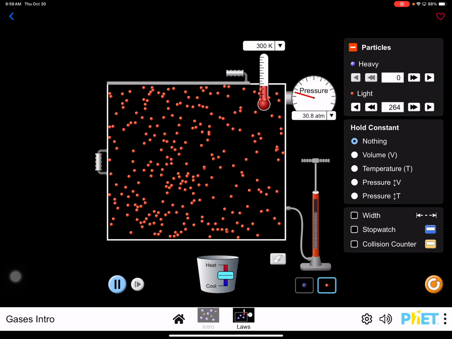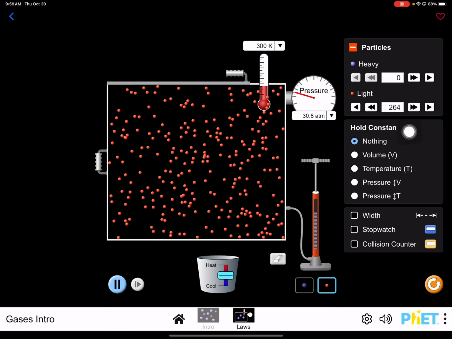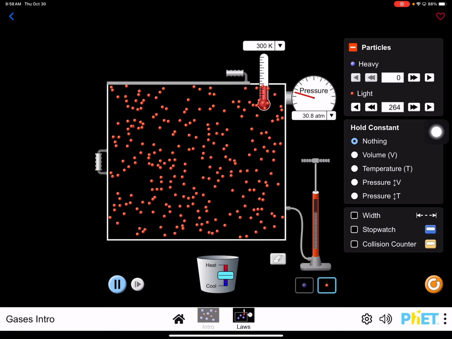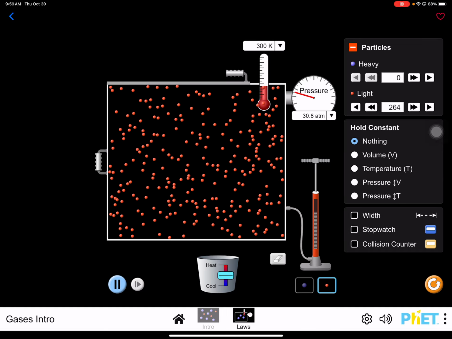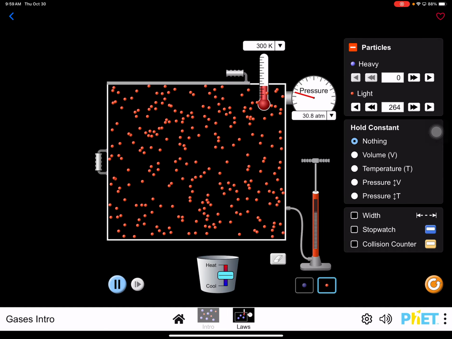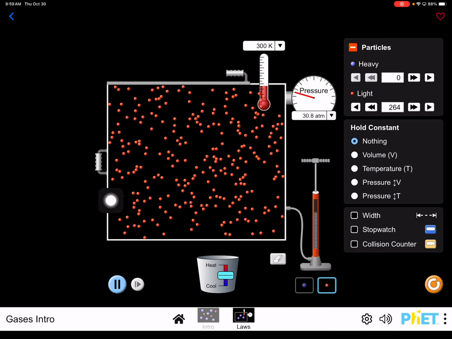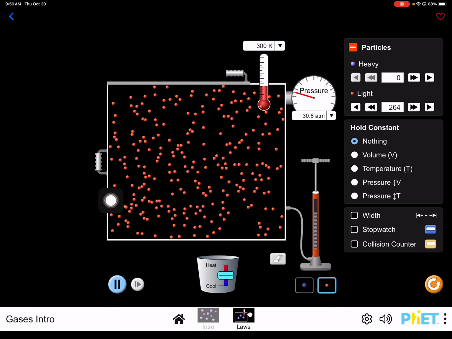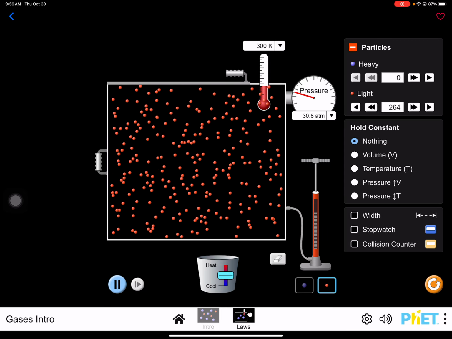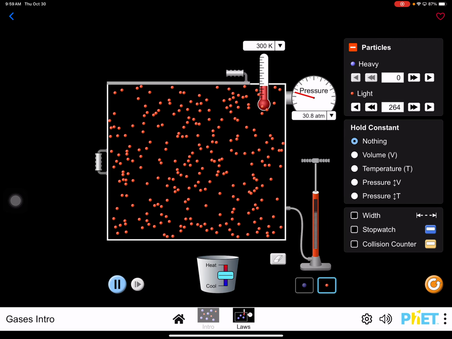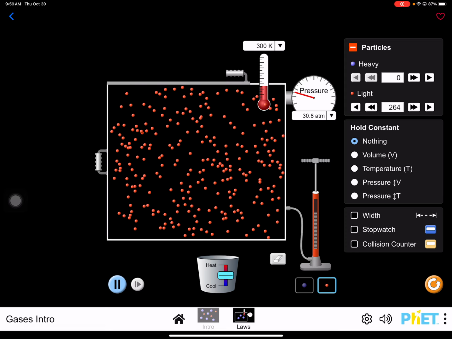Okay, so you see the pressure of this gas is 30 atmospheres. So 1 atmosphere is 15 psi. 30 times that is 450 psi. These air molecules that weigh nothing are exerting a force of 450 pounds every square inch. How are they exerting that force? By bouncing off the walls, okay? And so they're bouncing off billions of times. There's billions of collisions happening, okay? And that's how they exert the force.